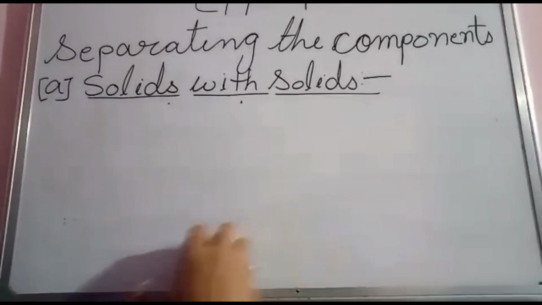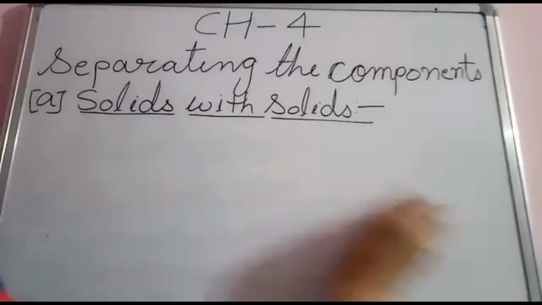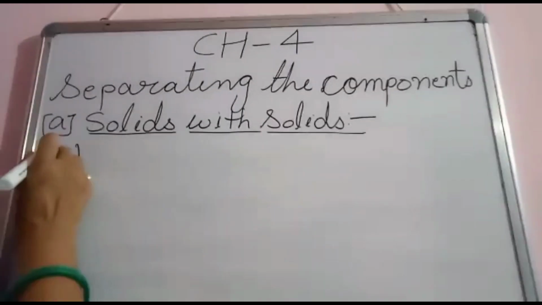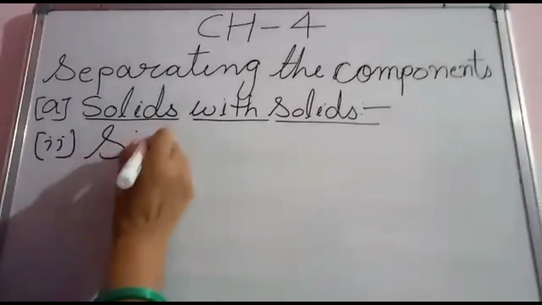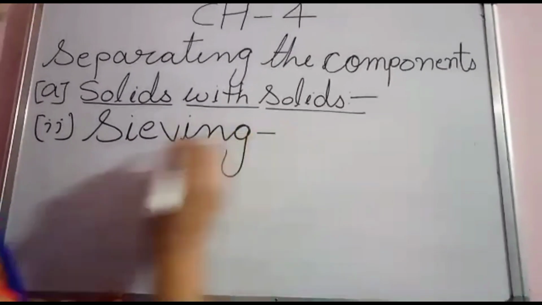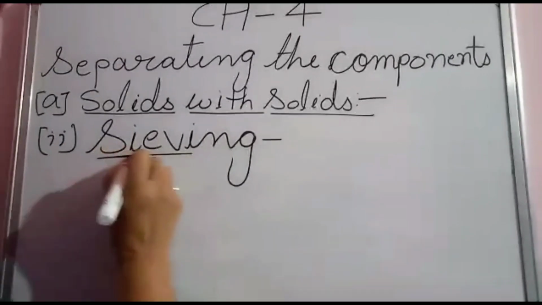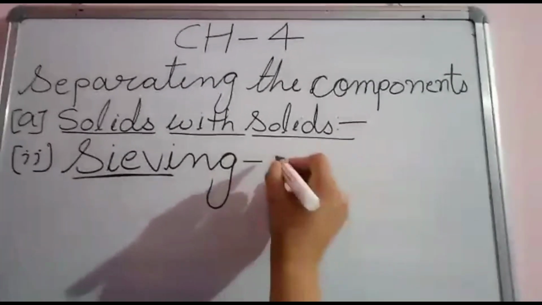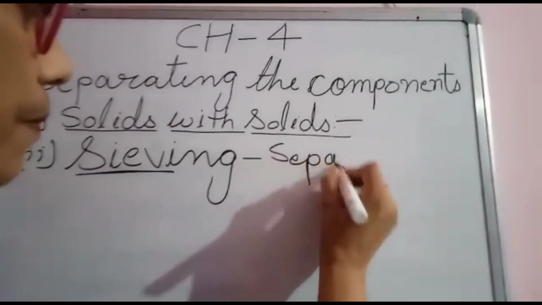What was the next process of separation? Tell me. This was sieving. Number two, sieving. This sieving process is done with the help of a sieve. Sieve means chalni. Sieving process is used for separation of substances.